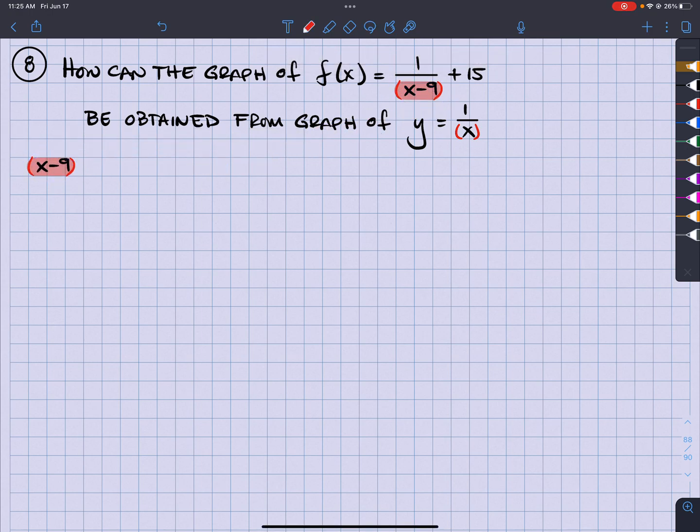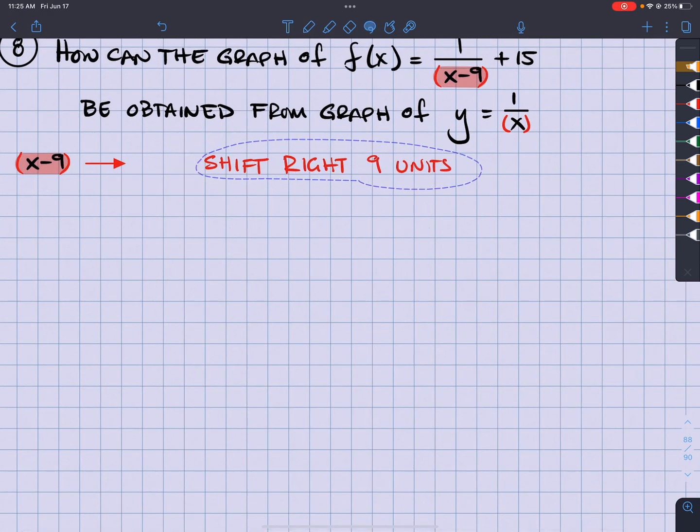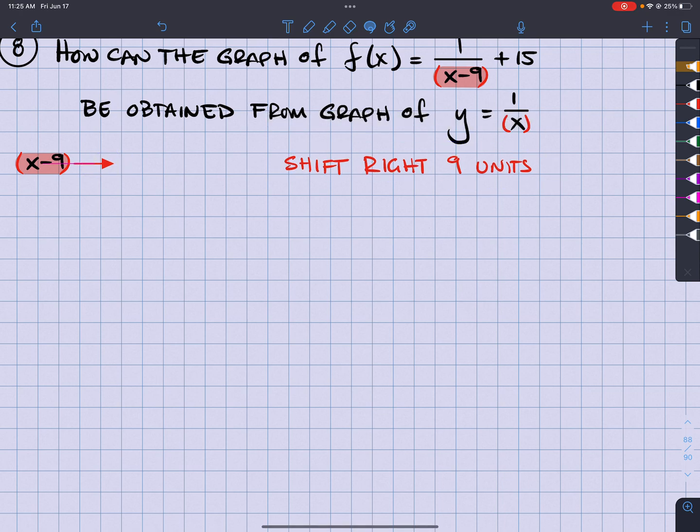This part right here is telling me to shift left, oh, I'm sorry, everything's opposite, right, 9 units, right? Because actually, I should write down before I even write that. It's saying, okay, so this is telling me that I got to take the x value and add 9 to it because, again, it's backwards, right? Because it's inside the parentheses, which means that I had to shift right 9 units, okay?